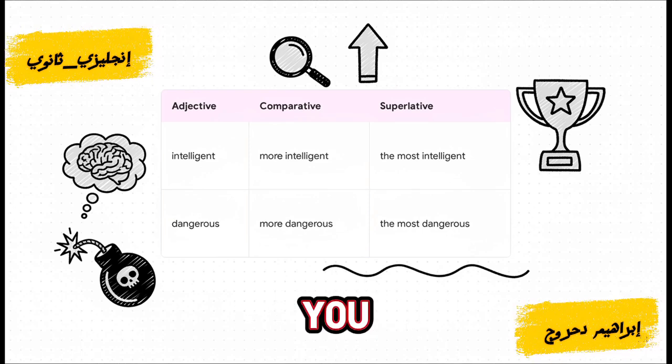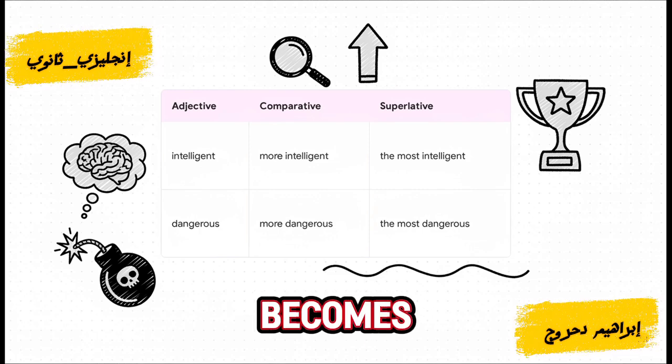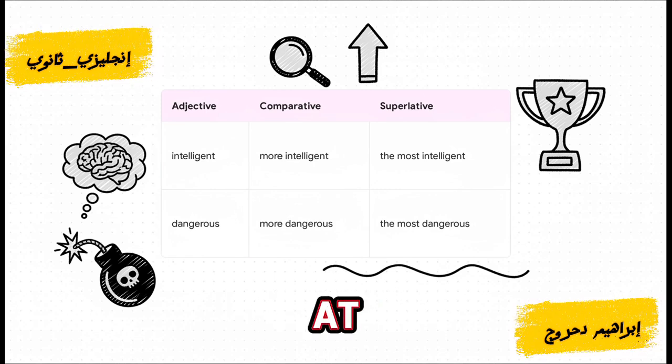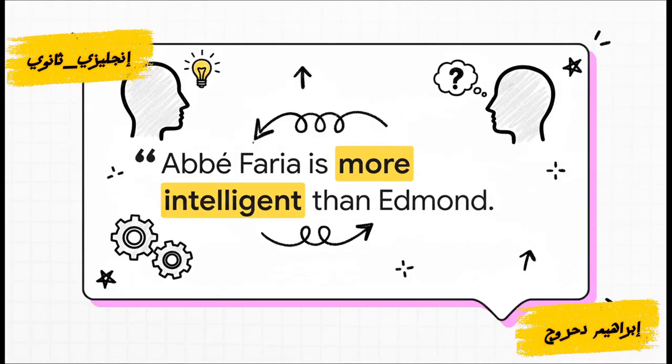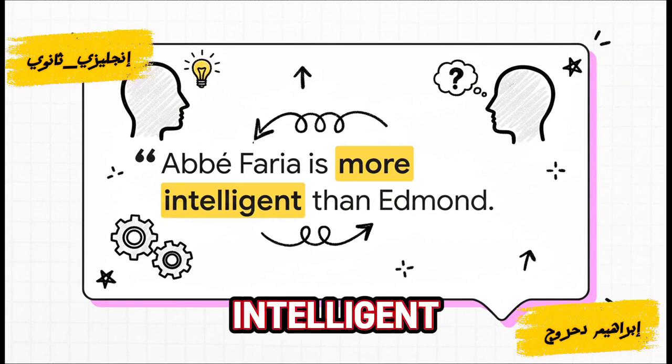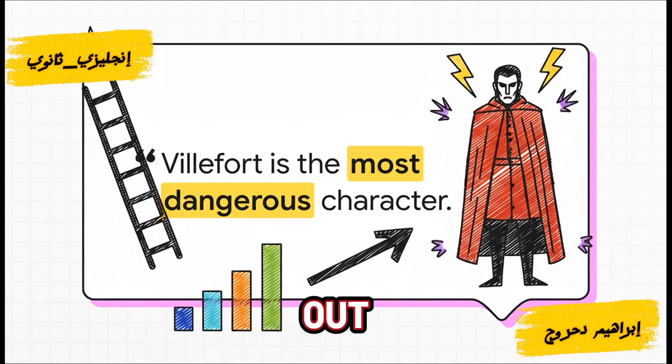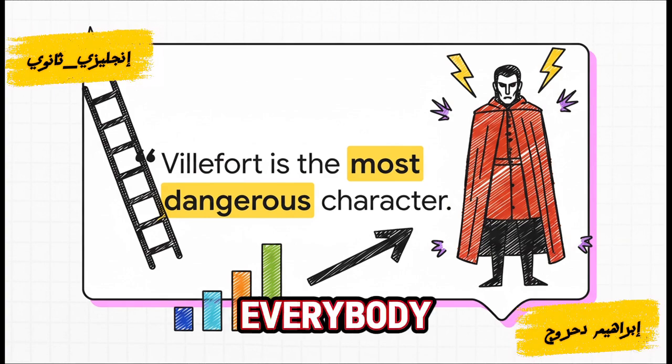For comparing two things, you add more. To pick one out of a group, you add the most. So intelligent just becomes more intelligent and the most intelligent. No tricky spelling changes to worry about at all. For example, Abbé Faria is more intelligent than Edmund. Intelligent is a long adjective, and we're comparing two people, so we just pop more right in front of it. Easy. And to single out one person from the whole cast of characters, we use the superlative. Villefort is the most dangerous character. Here, the most tells us that out of everybody else, he is number one on the danger scale.